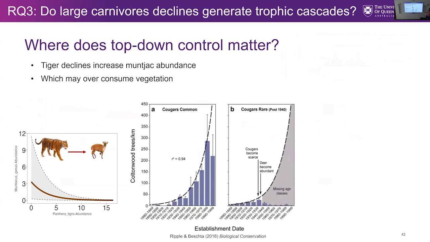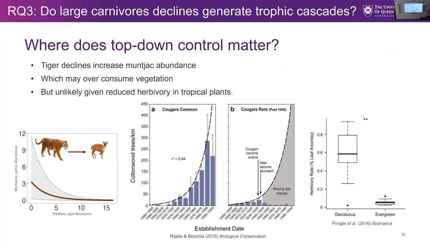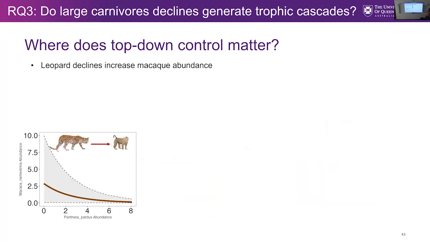And we know from deciduous forests in North America that when large carnivores become rare, deer can become abundant and overconsume vegetation. However, this outcome seems pretty unlikely in tropical forests, given the vastly reduced herbivory rates compared to deciduous plants. As for the other top-down result, we found that leopard declines appear to increase pigtailed macaque abundance.